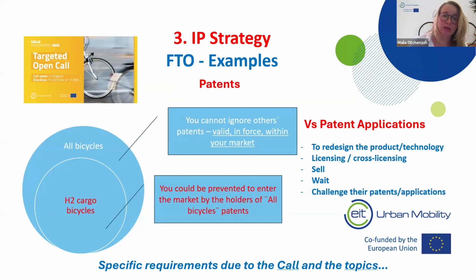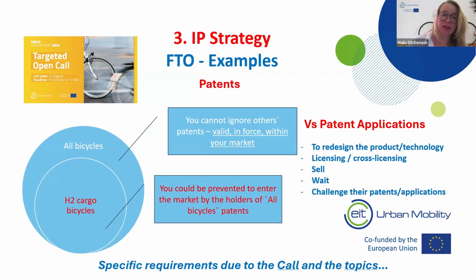In terms of patents, FTO works in a way that it provides the general landscape, the general picture of the existing solutions in the specific markets and how you are going to commercialize them and how you're going to dive into this market within these existing solutions. So the main point is that you cannot ignore others. Why? If you have a very narrow proposal, like H2 carbon bicycles, and we have patents for all bicycles, let's say, in this case, you could be prevented from entering the specific markets by the holders of all bicycle patents.